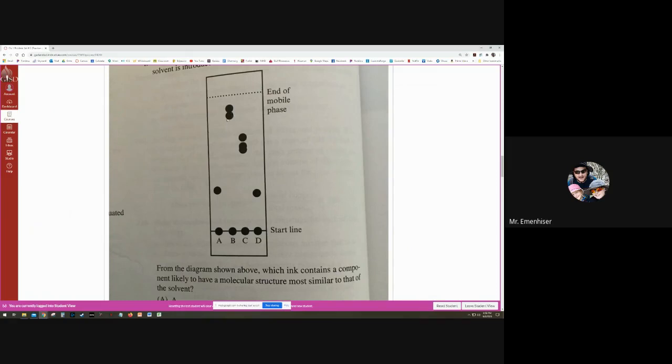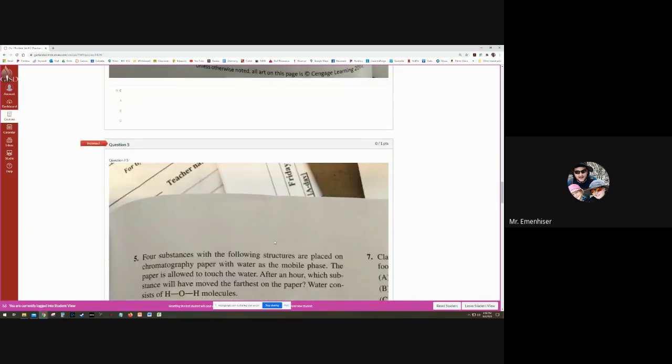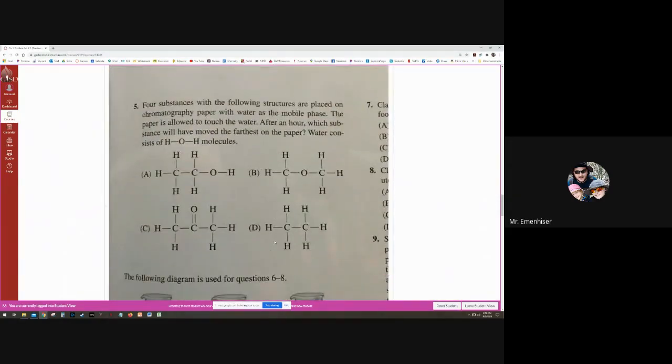All right, so whichever one moves farthest is the most similar to the solvent, which is the thing that does the spreading. So if you did the chromatography paper with just ink and let the ink spread, water would be the solvent. Okay, number 5. 4 substances with the following structures are placed on chromatography paper with water as a mobile phase. The paper is allowed to touch the water. After an hour, which substance will have moved the farthest on the paper? Water consists of HOH molecules. So let's have a look at this one.